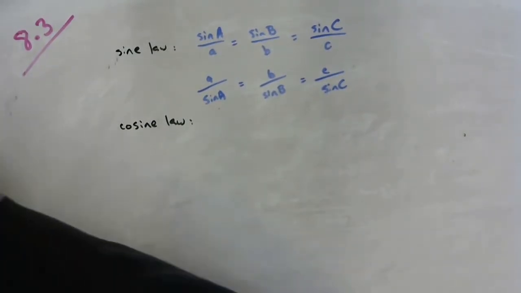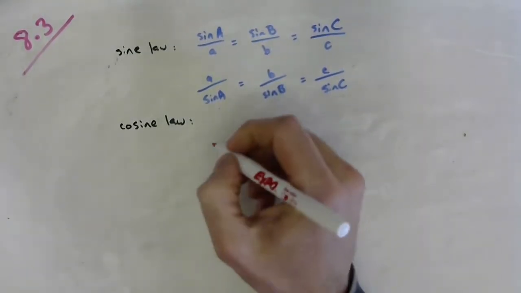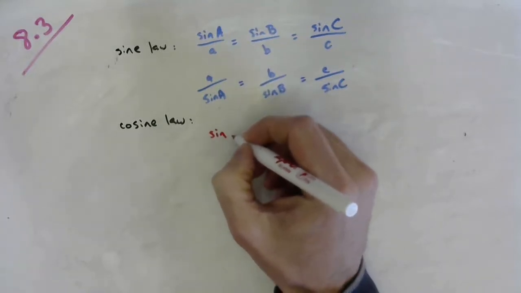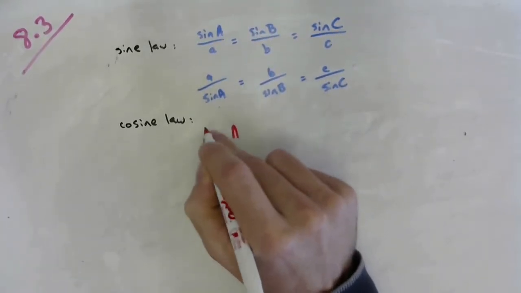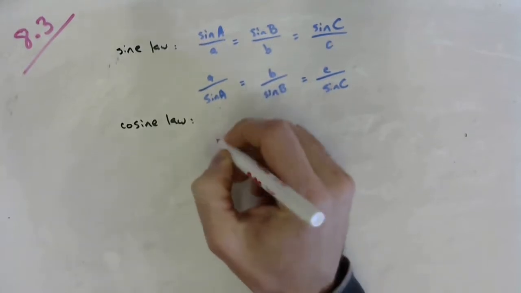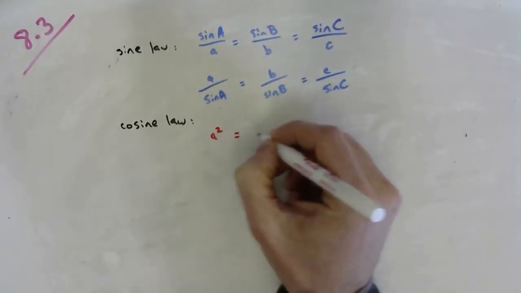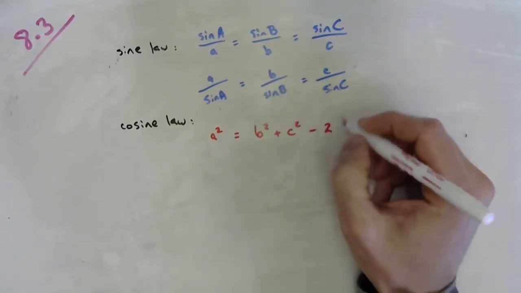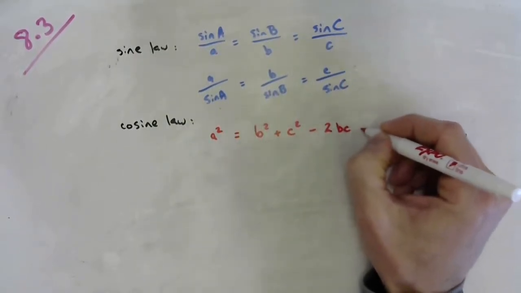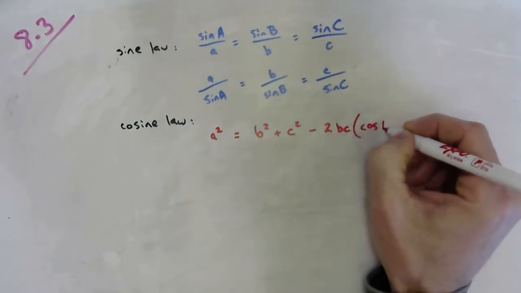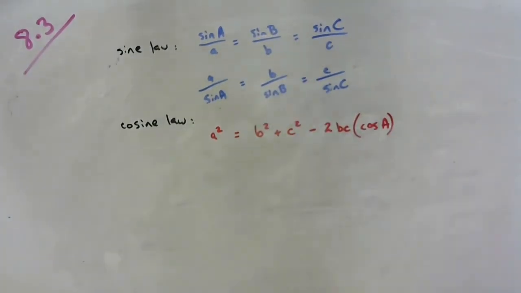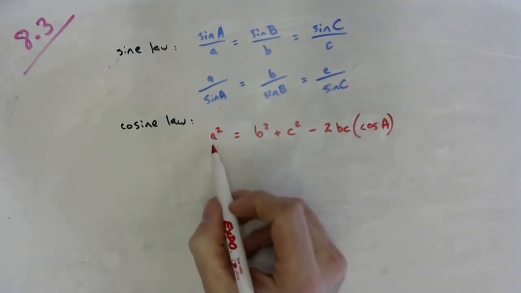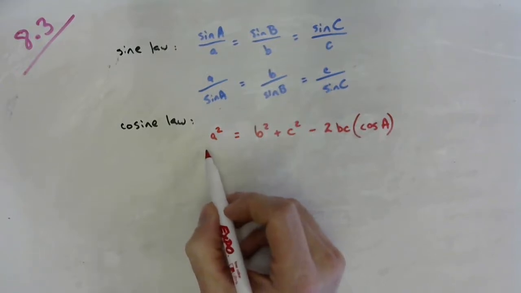Good. Try cosine law if you haven't already. All right, I just wrote one version of it. Let's say you were looking for a side length. Doesn't matter what side length it is. Any of the three makes no difference.